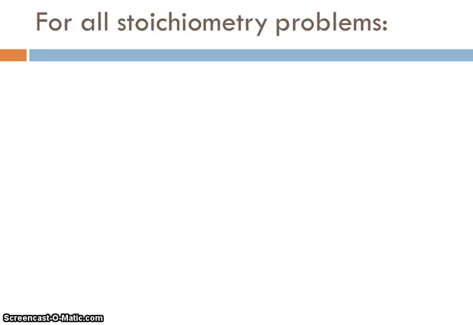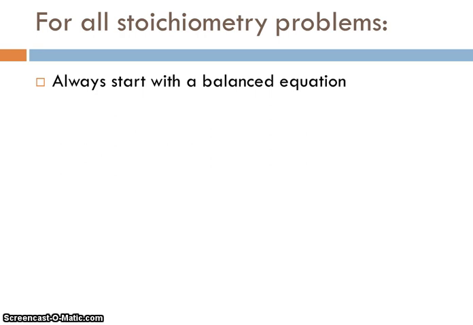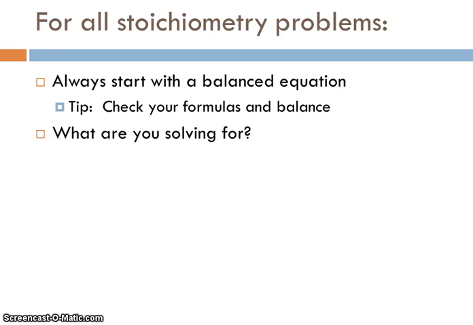Because they are stoichiometry problems, make sure you start with a balanced equation. Depending on the situation, you may or may not be given one at the beginning. So check your formulas, make sure your polyatomic ions are correct, make sure your subscripts are correct, balance the equation. Make sure you know what you're solving for. They're often given to you as word problems, so you do need to read them carefully and make sure that you solve for something appropriate and pay attention to your units.